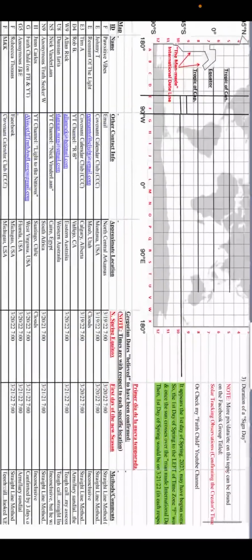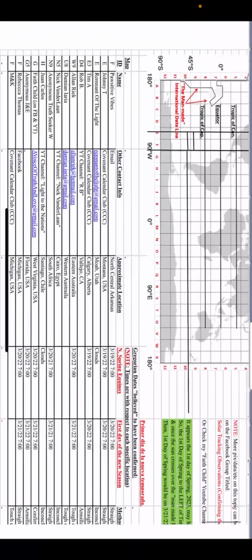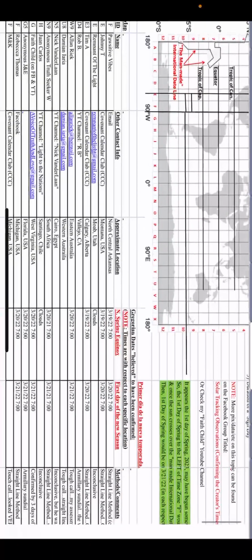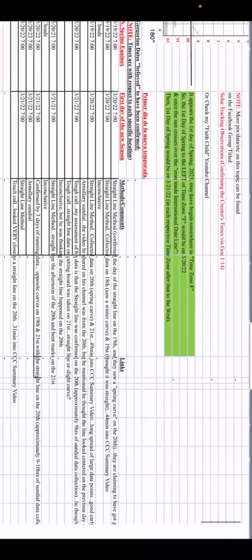But so anyway, I didn't have everyone's data shown all the way to the bottom, so I'll pan one more time so you can see the comments for everyone. I think that's about it.